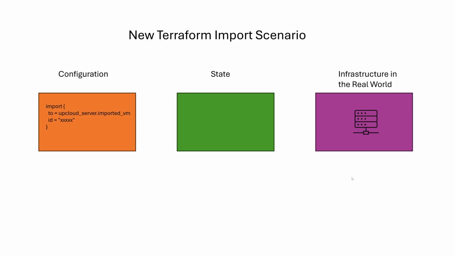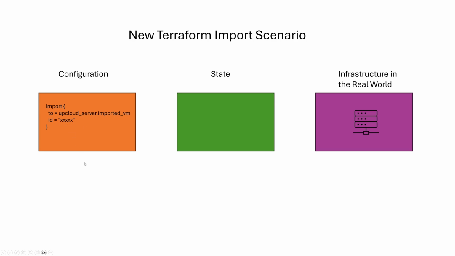So now with the new Terraform block with the ability to generate the config, this is the new Terraform import scenario on the screen for you. In this case, once again, we have infrastructure that's in the real world that we want to bring into the state file. But as part of your config, you would write an import block like this, and it has a to and an ID. So in our example here, we are going to import into the UpCloud server.imported VM resource, and we will add an ID. So you'd have to go into UpCloud in this case and grab the ID of that VM and fill it here.